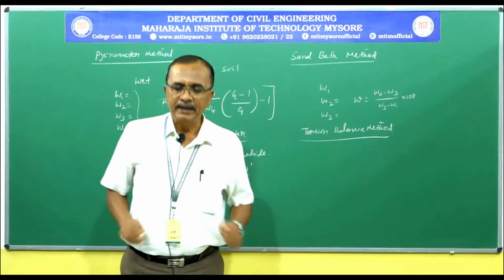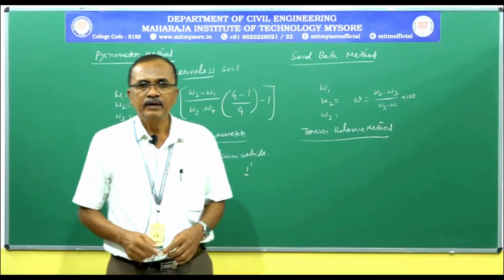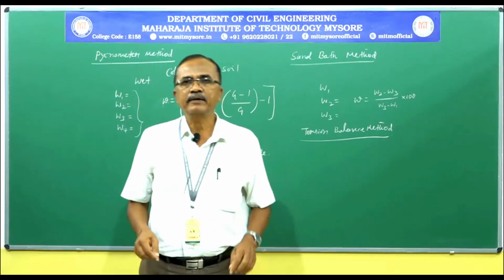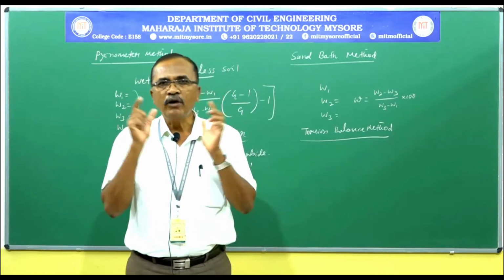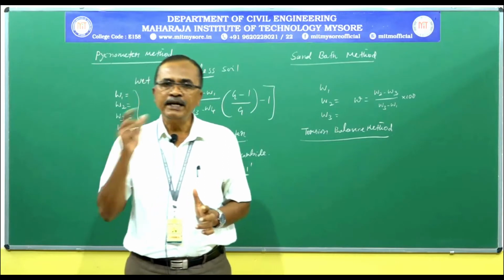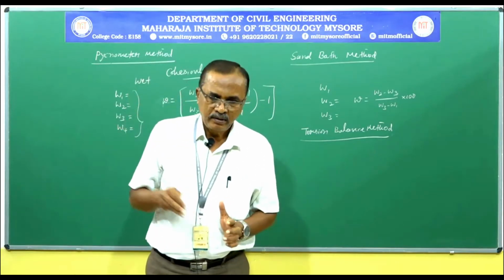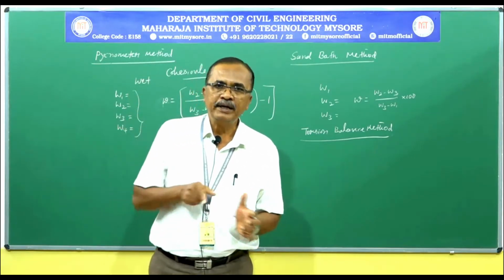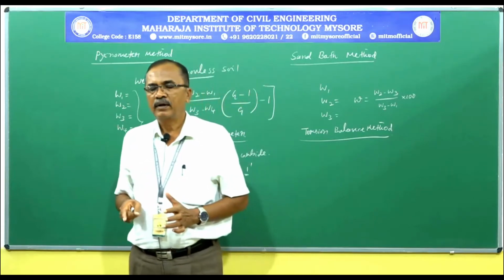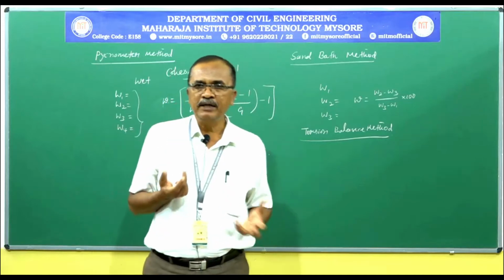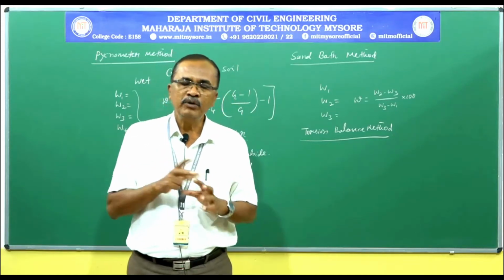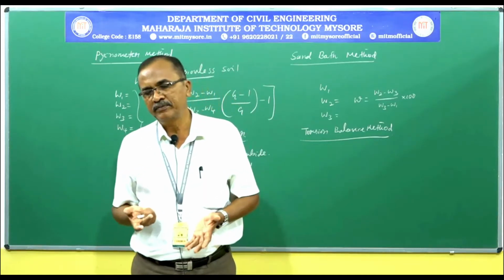Torsion balance moisturometer, again, is a portable piece of equipment connected to an electrical supply. Here, infrared rays of heat radiation are made to penetrate into the wet soil. As a result, quick heating of the soil takes place, removing the water present in the soil.